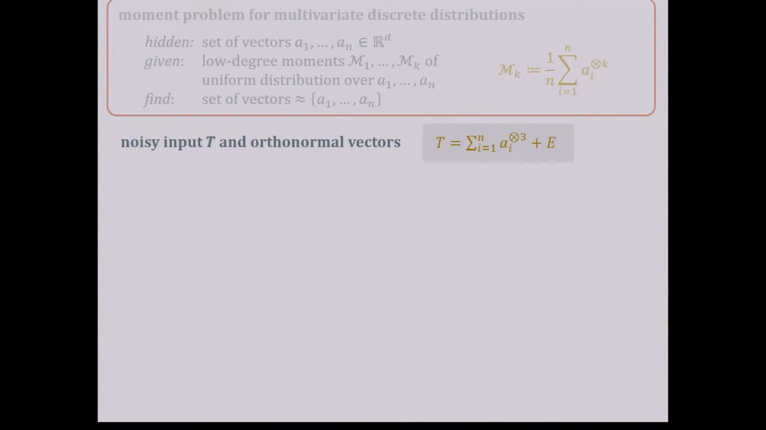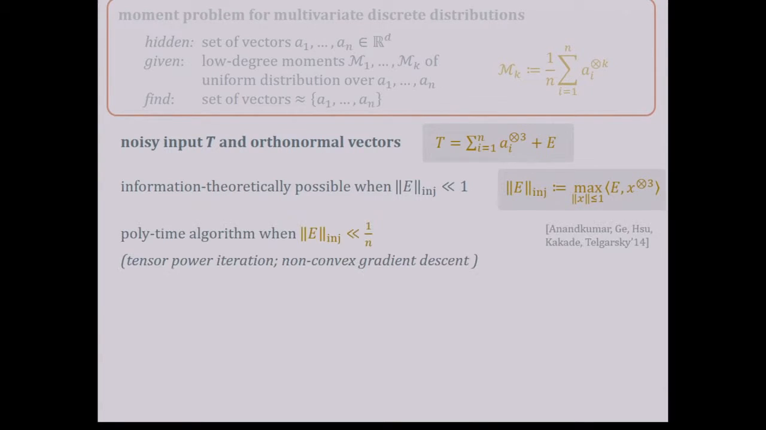Now, one interesting question here is what happens if there's noise in the input? Suppose that our input is not the sum of the rank 1 tensors of the a_i's, but there's some error tensor E added to it. So now you can ask, when is it information theoretically possible to still solve this problem? It turns out that if the injective norm, which is an analog of the spectral norm for tensors, is much less than 1, then you can still solve the problem. You can still approximately recover the vectors a1 up to an.